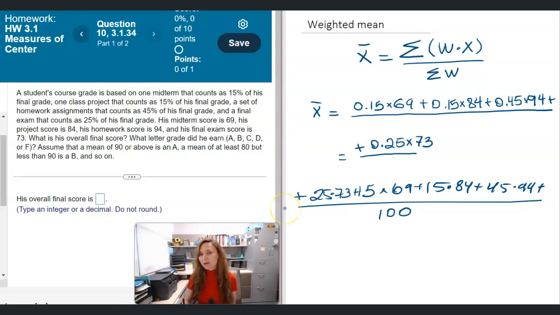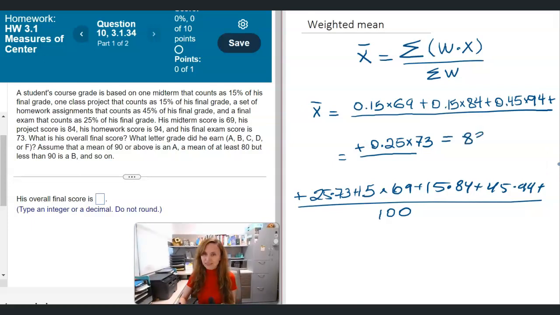100 is the sum of all categories, 15 plus 15 plus 45 plus 25, because the whole overall grade adds up to 100%. But because we already converted percentage into decimal in the first part, we don't need to divide by 100. But if you do not convert percentage to decimal, then you will have to divide by 100. So let's use the calculator.